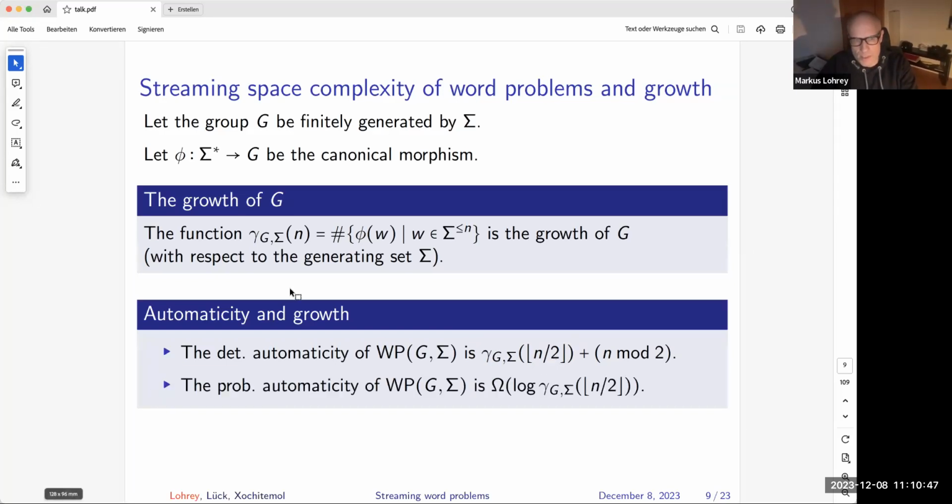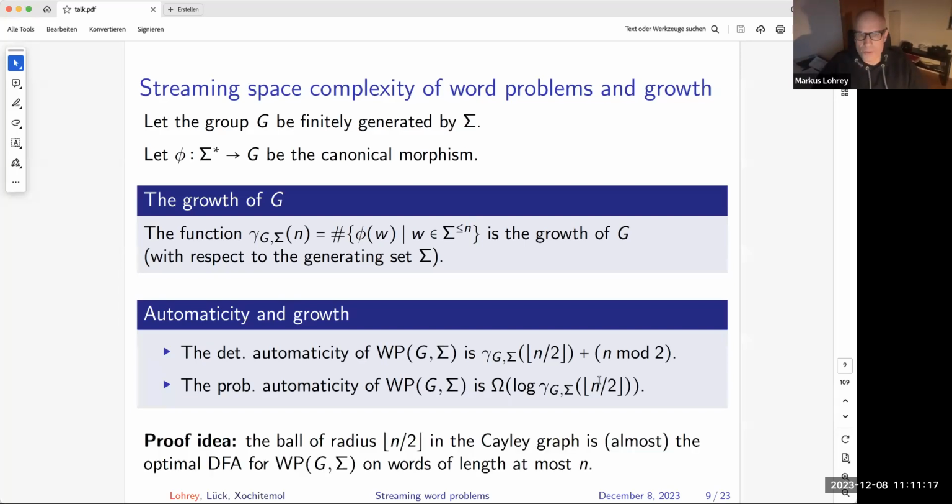And the second result is about the probabilistic automaticity. And again, the growth tells you something. But this time, it's a lower bound only. The probabilistic automaticity of the word problem is lower bounded, big omega, by the logarithm of the growth function, again at n/2. I won't prove this here, just give you an idea.